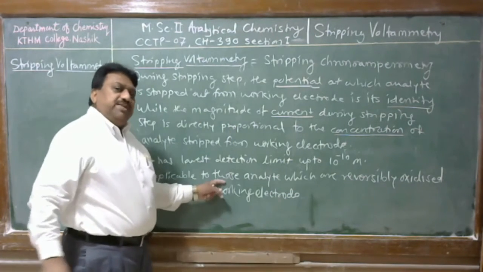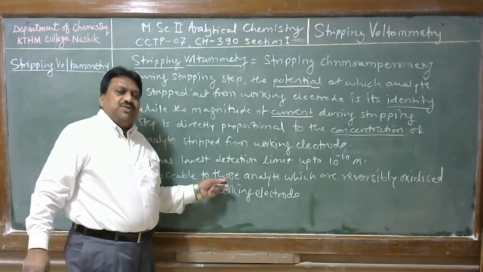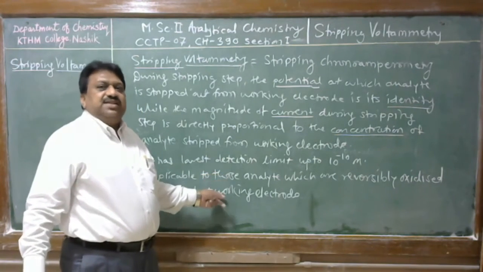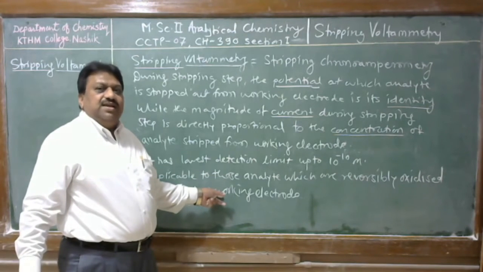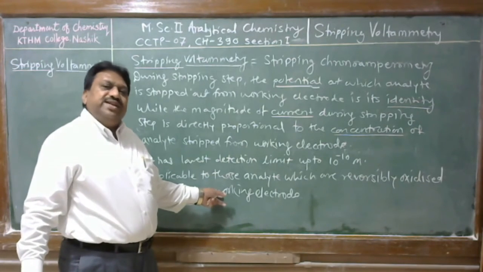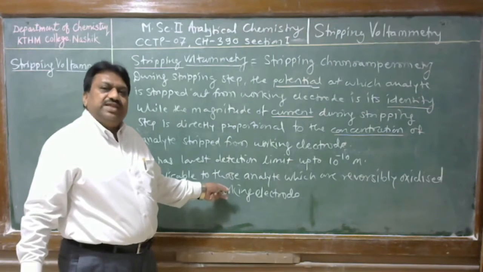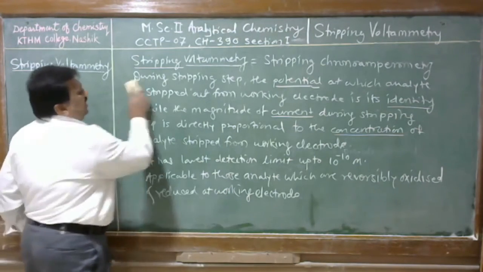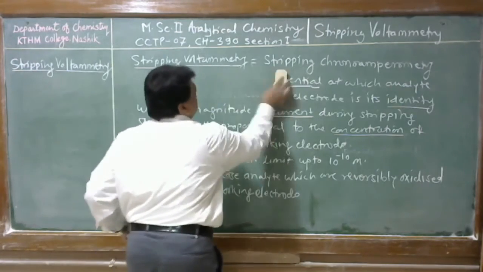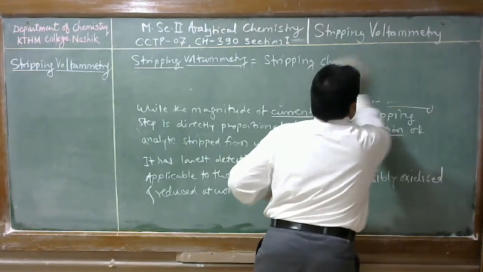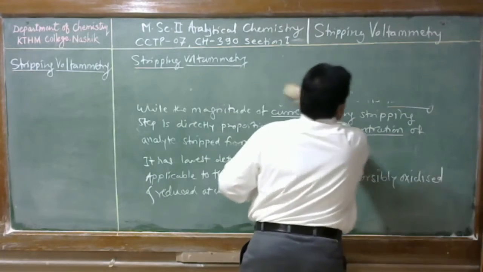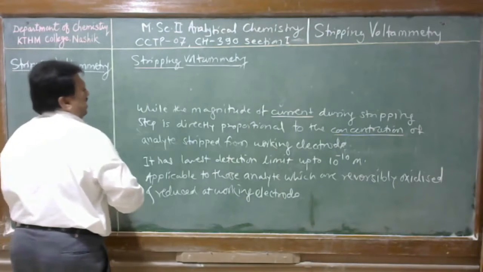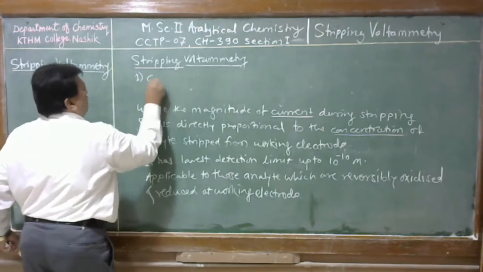Therefore, stripping voltammetry is performed in two steps. The first step is called the pre-concentration step, and the second step is called the stripping step. Now we discuss the working electrode used in stripping voltammetry. Stripping voltammetry is performed in two steps of operation, and the first step is called the concentration step.